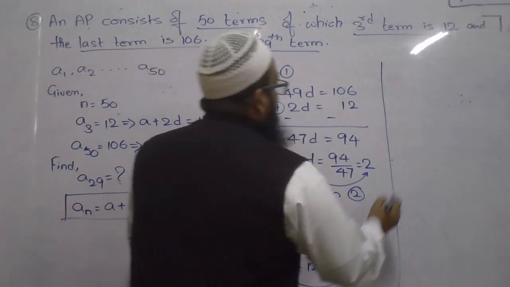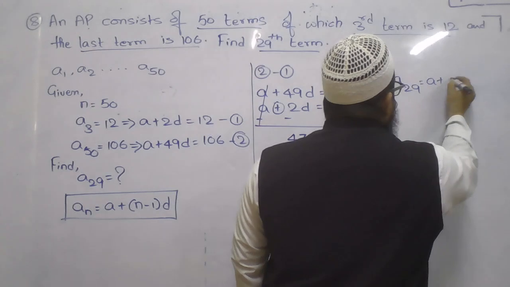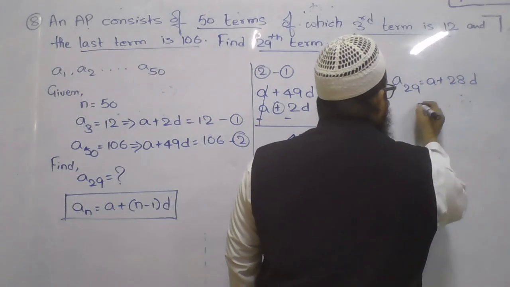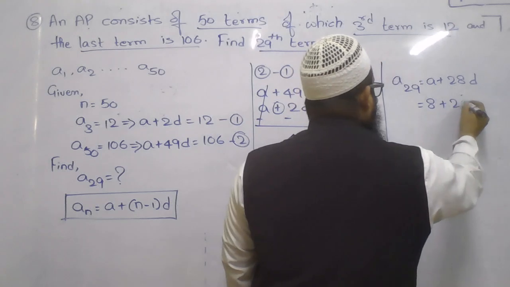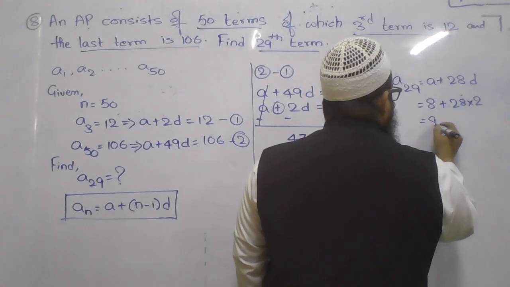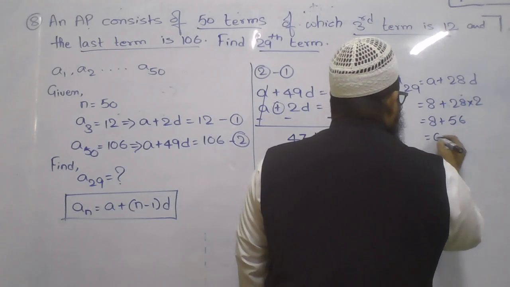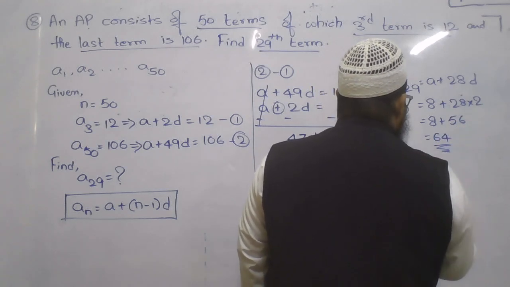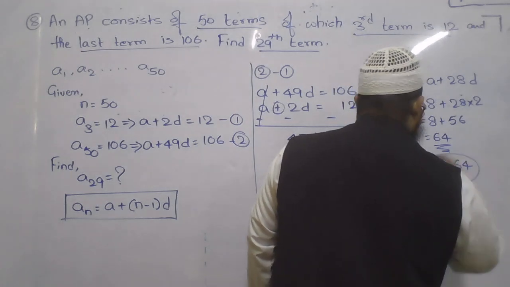What did he ask? A29. What is A29? A plus 28 times d. So that is equal to, what is a? We got 8, plus 28 into what is d? 2. So that equals 8 plus 28 2s are 56. That is equal to 64. So therefore A29 equals 64.